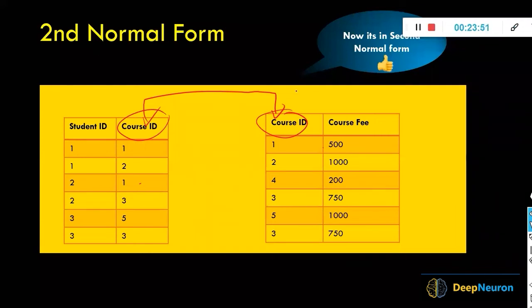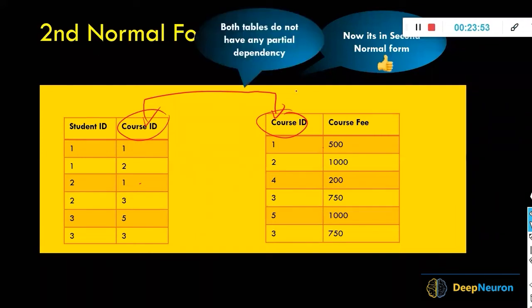Got it? Now both tables do not have any partial dependency, right? By implementing this second normal form, we make sure that there are no partial dependencies between the columns. This one is fully dependent on this one. This one is fully dependent on this one.